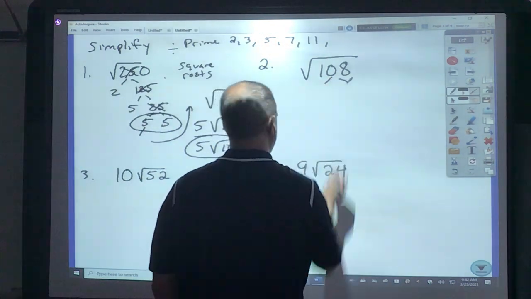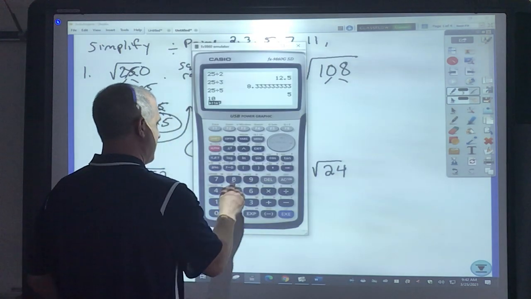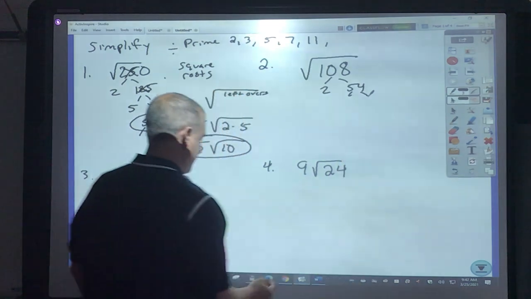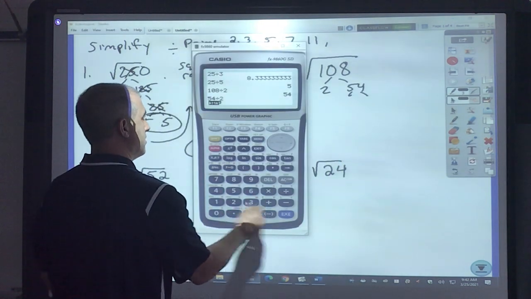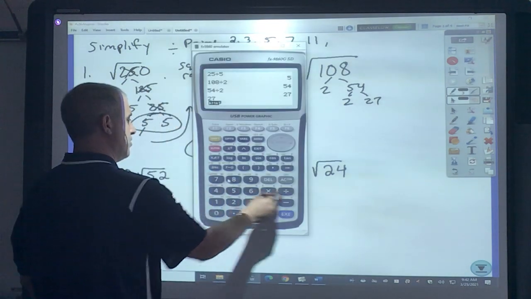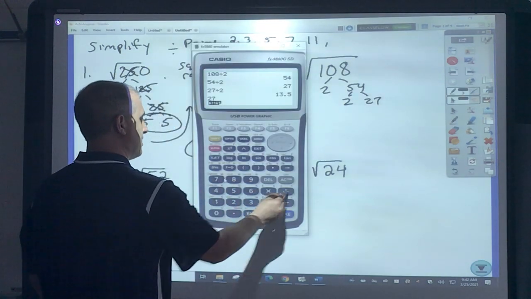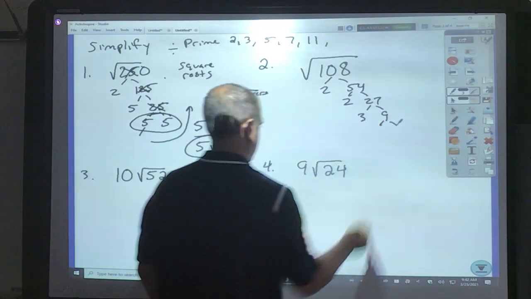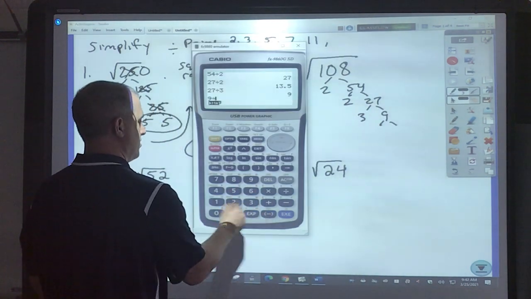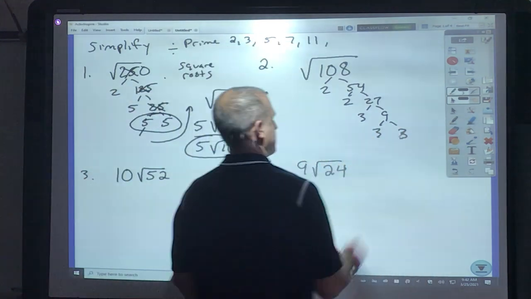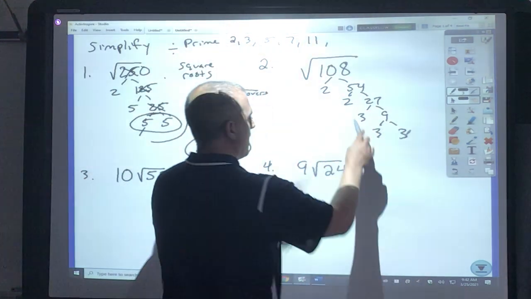Now, for 108, do 108 divided by 2. I get 2 and 54. Divide 54 by 2, I get 2 and 27. Divide 27 by 2, doesn't work. 27 divided by 3 works. 3 and 9. 9 divided by 2 doesn't work, but 9 divided by 3 is 3 and 3. And I'm good because these are both primes.